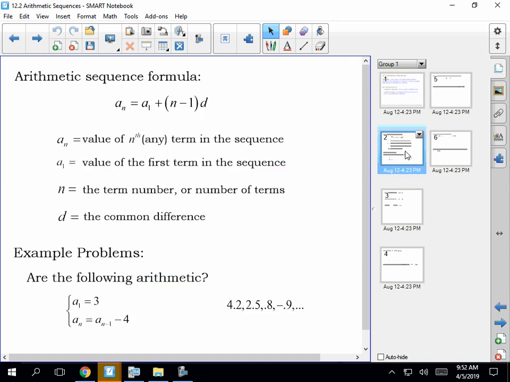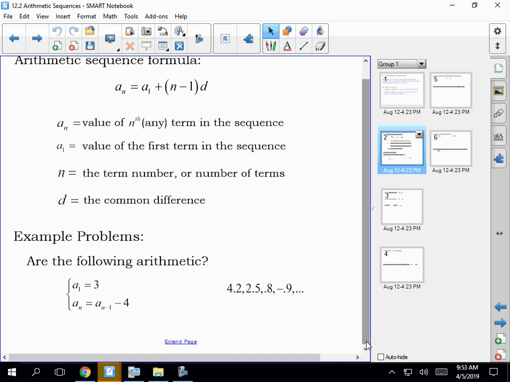All right, so the arithmetic sequence formula, we've got a sub n equals a sub 1, where a sub 1 is the first term in the sequence, plus n minus 1, where n is the number of terms, times d, where d is the common difference. So that's our formula. So if I said find the 8th term of the arithmetic sequence, you would use that formula.